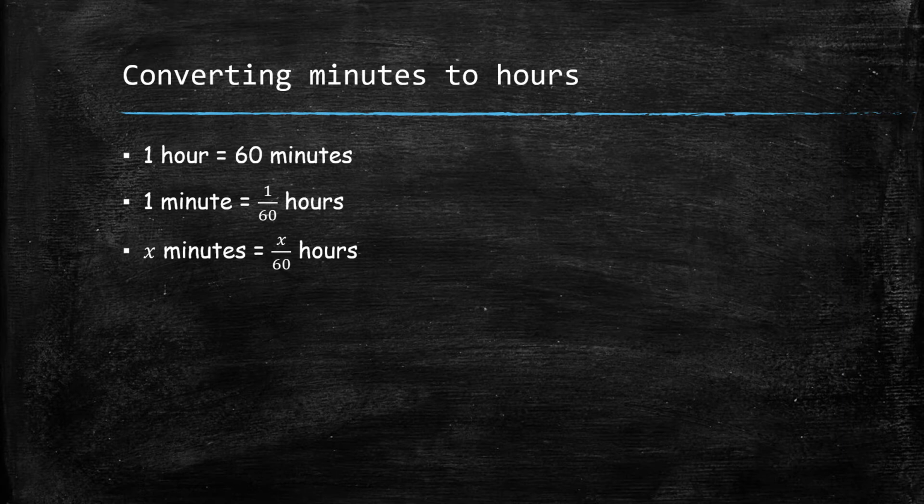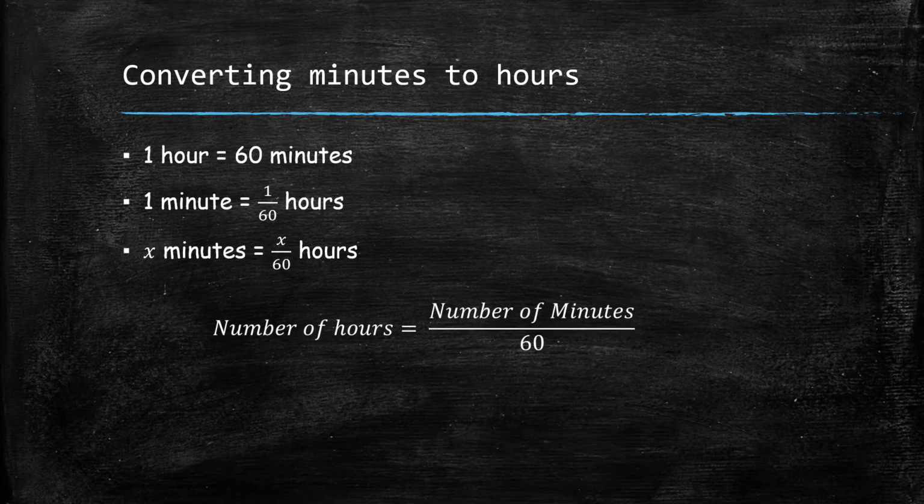So think about it. In 1 minute, there is 1 over 60 hours. So in 2 minutes, there's 2 over 60 hours. In 3 minutes, 3 over 60 hours, and so on. So therefore, we can generalize and say in x minutes, there's x over 60 hours. Therefore, to find the number of hours given such a number of minutes, we can use the formula number of hours is equal to number of minutes divided by 60. So this can be shortened to n is equal to x over 60.